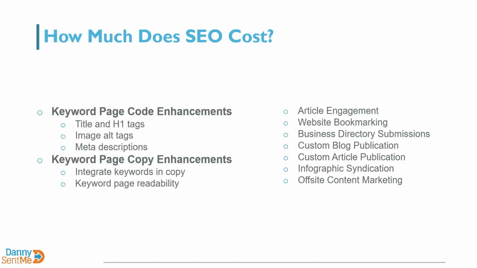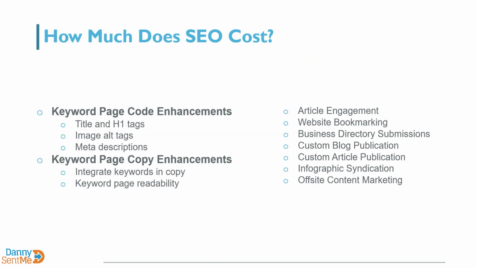And that's exactly what goes into the cost of it. As we've talked about, we're talking about relevance, and that's going to go into some of the page code enhancements, without getting too technical, and updating the site the way that Google needs to see it, integrating some of the keywords into the copy, and adding additional content to your site, because content is key. Google loves fresh content.